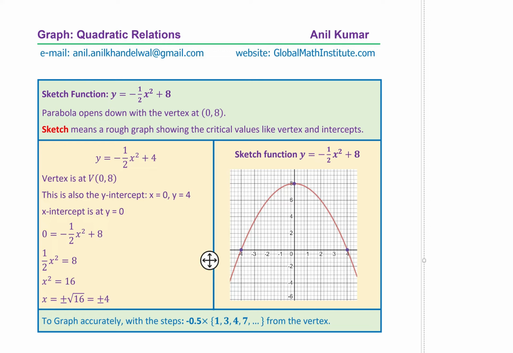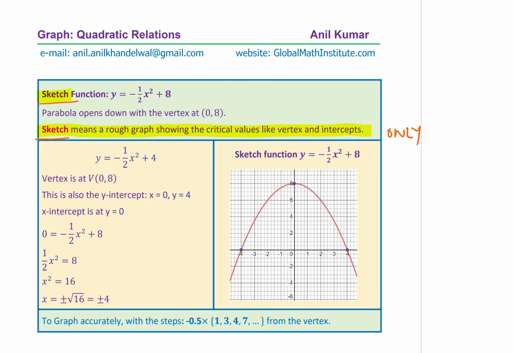Now let me explain you one more concept, and that is the difference between sketch and graph. Okay, so whenever we say sketch, sketch really means a rough graph showing the critical values like vertex and the intercepts only. Let me write down here, only. That is what is meant by sketch. So you do not have to plot so many points to sketch a graph. So when we say graph a function, that means in detail a fairly accurate one. But sketch is a rough sketch. Is that clear to you?